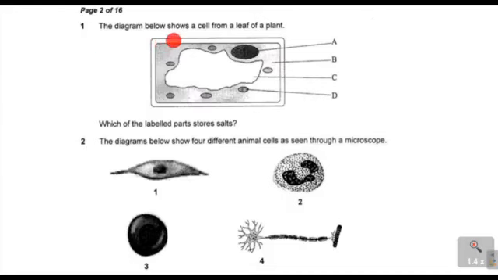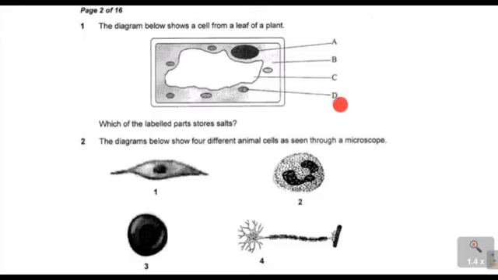The diagram below shows a cell from a leaf of a plant. This is the diagram right here, which is labeled A, B, C, and D. The question: which of the labeled parts stores salts? So which of these parts labeled A, B, C, and D stores the salts? A, we have the nucleus. B, we have the cytoplasm. C, right here, we have the vacuole. D, we have the chloroplast.